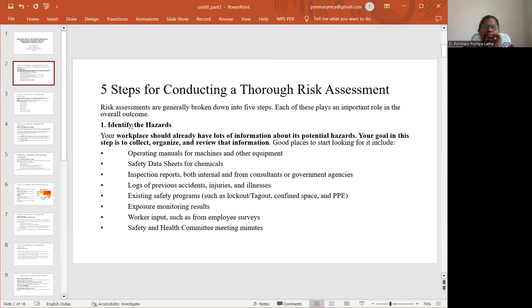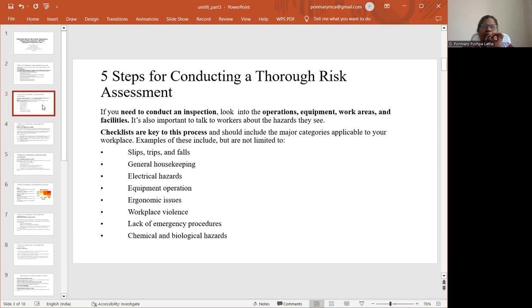The first step is to identify the hazard. So what is the hazard? What makes us stumble? That we have to check. Maybe it can be equipment, the inspection reports, or the logs of previous accidents. So where the accident occurs, where the injuries happen, and any monitoring results or the worker input. Maybe the employee can give an input. So these are all the things we have to identify.